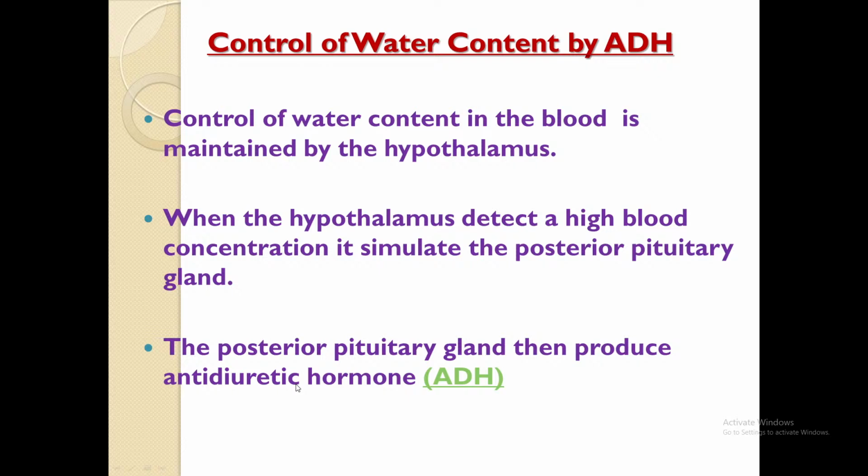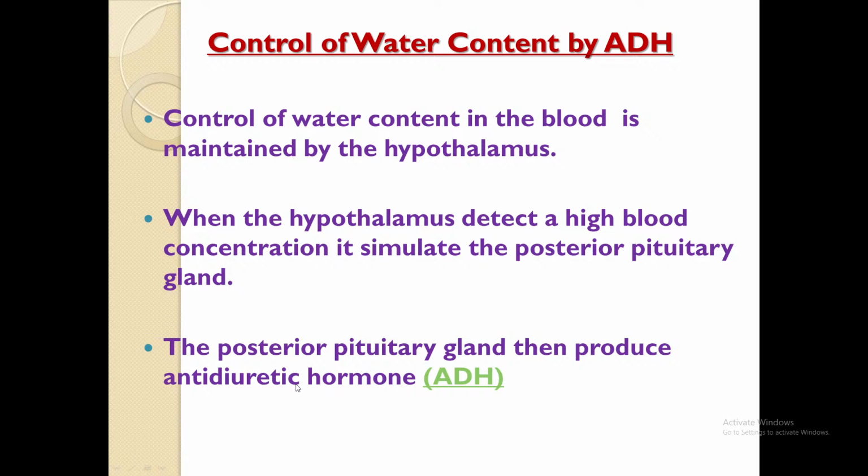So control of water content in the blood is maintained by the hypothalamus. So the hypothalamus is of course a part of the human body. That is the body part that actually helps to control the amount of water that is circulating in the blood. When the hypothalamus detects a high blood concentration, what that means is that when the hypothalamus realizes that your blood is highly concentrated, that simply means that your blood does not have enough water. So that is what it means when they say the blood is highly concentrated.